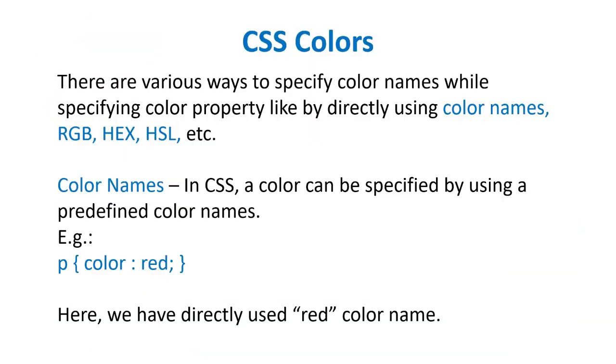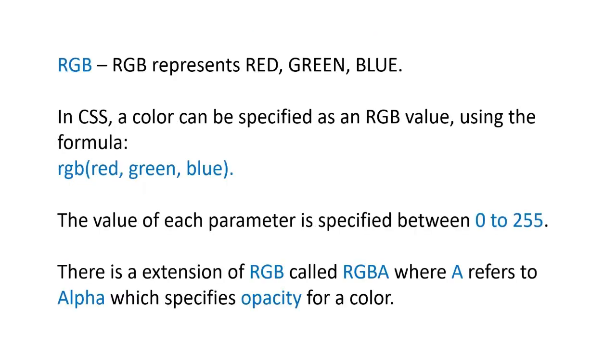There are various ways to specify color names while specifying the color property, like by directly using color names, RGB, HEX, HSL, etc. Color names. In CSS, a color can be specified by using a predefined color name. Example, color: red. Here we have directly used the red color name. RGB represents red, green, blue.